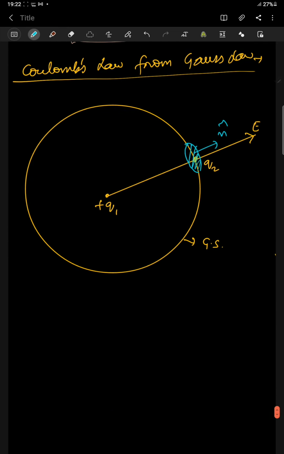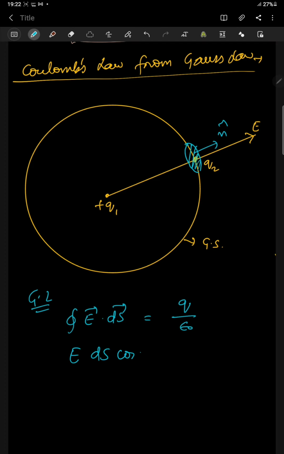Now from the Gauss law, what we have is integration E dot ds is equal to charge enclosed by epsilon naught. So what is the charge enclosed here? Q1 is the charge enclosed. E dot ds means E ds cos theta will be there because it's a dot product, will be equal to Q1 by epsilon naught. Now cos theta will be how much? Theta is the angle between E and area. Both of them are in the same direction. Theta is equal to 0 degree. So cos 0 degree is equal to 1.